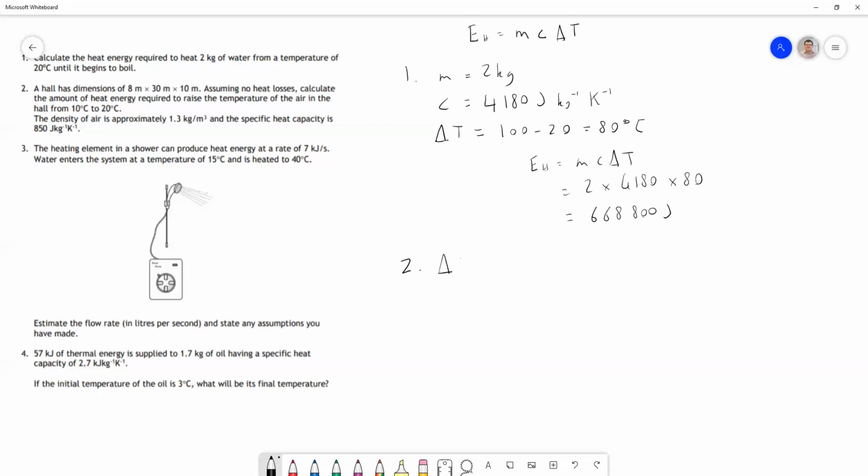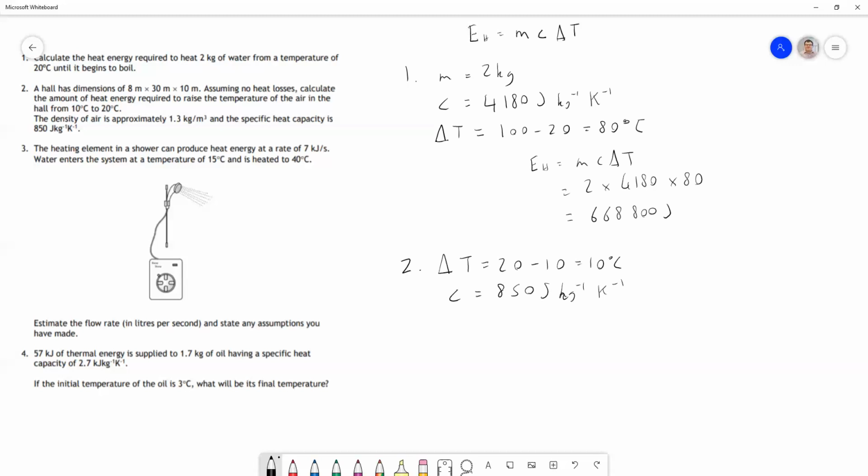We know there's a change in temperature from 10 to 20. So 20 minus 10 is 10 degrees Celsius. And we're told the specific heat capacity, that's the value for C, is 850 joules per kilogram per degree Kelvin. So we have these two. The only thing we don't have is the mass.